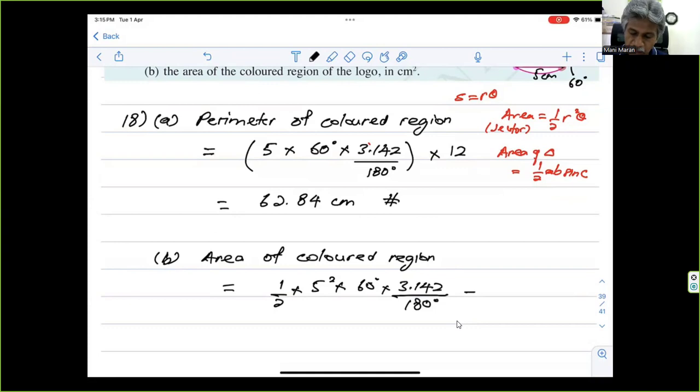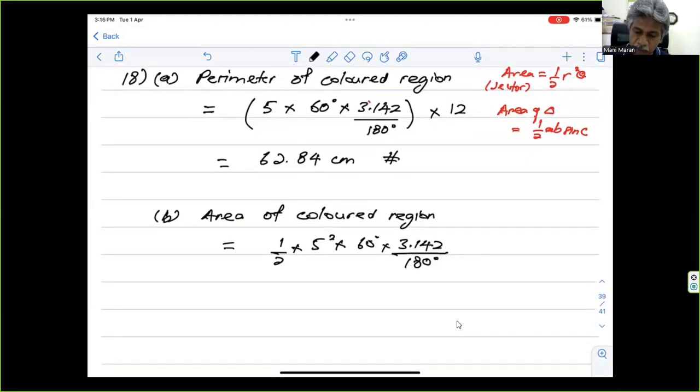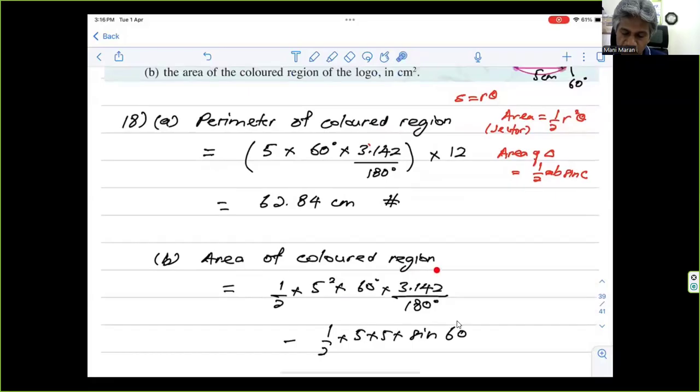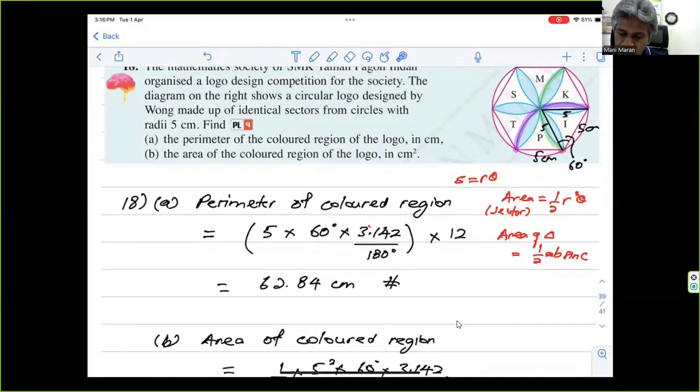So this will be half times, I think I'll write at the bottom here. Maybe I won't have space. So half AB sine C, half times 5 times 5 times sine 60 degrees. Now when you calculate like this, you'll notice that this is the area of one sector minus a triangle, meaning you're trying to find the area of this sector here. The area of this sector minus the area of the triangle will give you the area of the segment over here. This is half a segment.